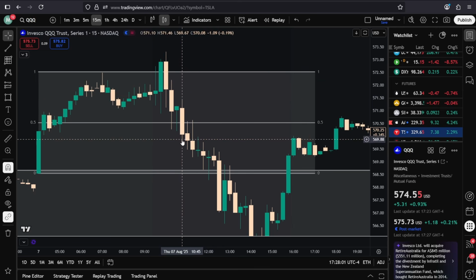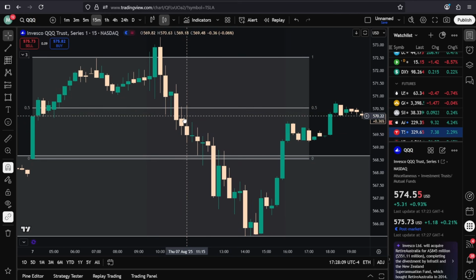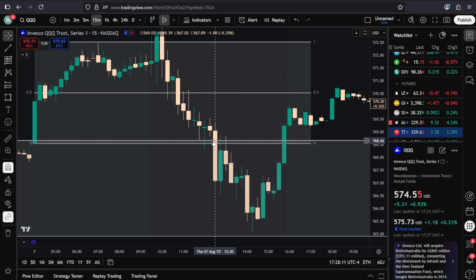Now that price has flipped below London 50, I'm looking to go short. One tap to the upside, short. Second tap to the upside, short. And then price proceeded down to previous day's high along with London low.